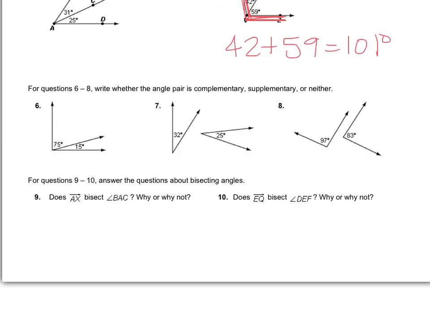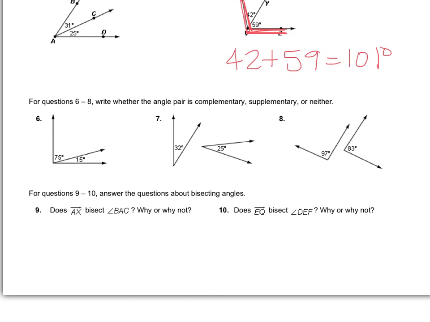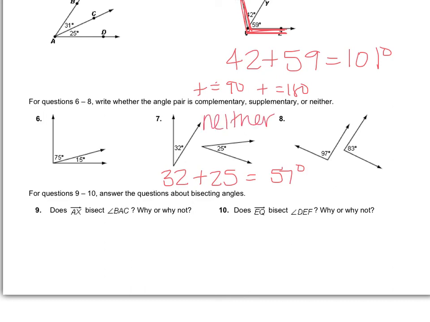For 6, 7, and 8, I'm supposed to determine if the pair is complementary, supplementary, or neither. So complementary, remember, when you add them, you get 90. Supplementary means you add them and you get 180. So for 7, I'm going to do 32 plus 25. If I add 32 and 25, that's going to give me 57 degrees. Well, that is not supplementary or complementary, so number 7, the answer would be neither.